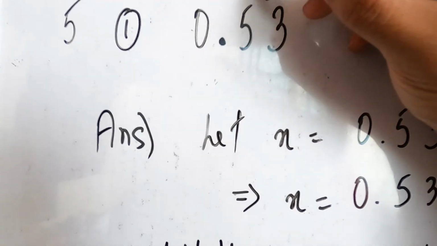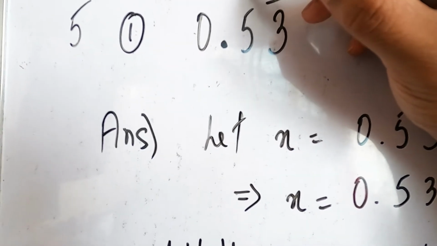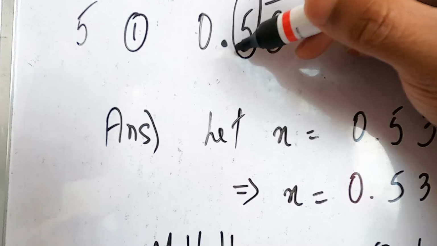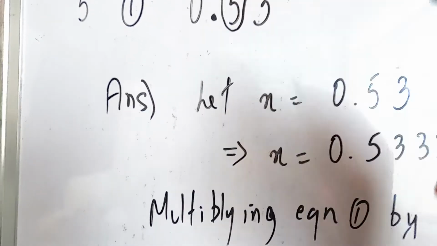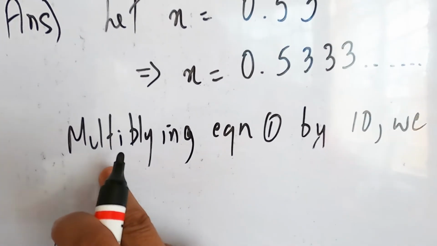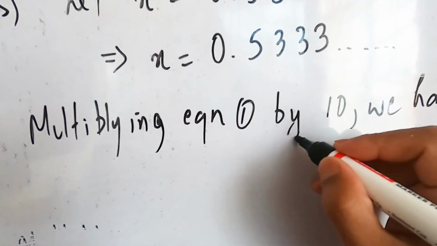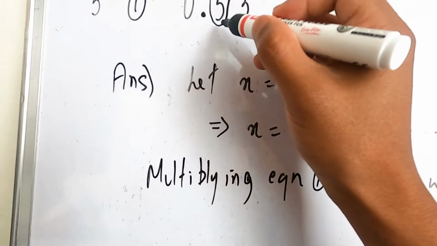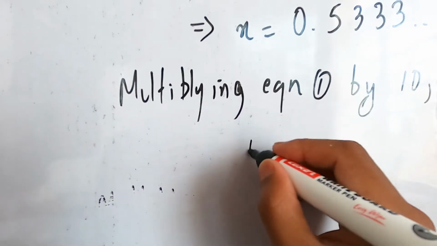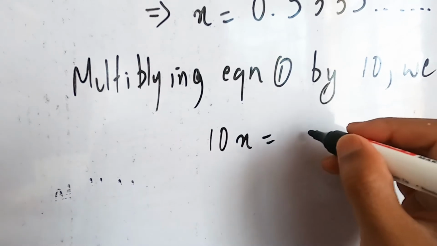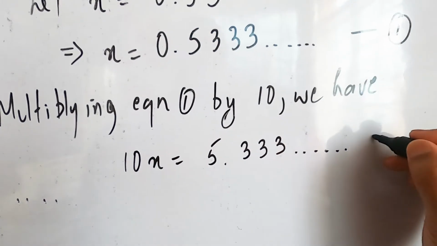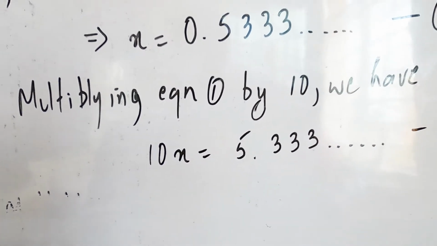Now let us concentrate only on the number which is not repeating. The number which is not repeating is only one digit, so we have to multiply equation 1 by 10. Why 10? Because the non-repeating number is only one digit, so it will be only one zero. So we have 10x equals 5.333, and this will be equation 2.